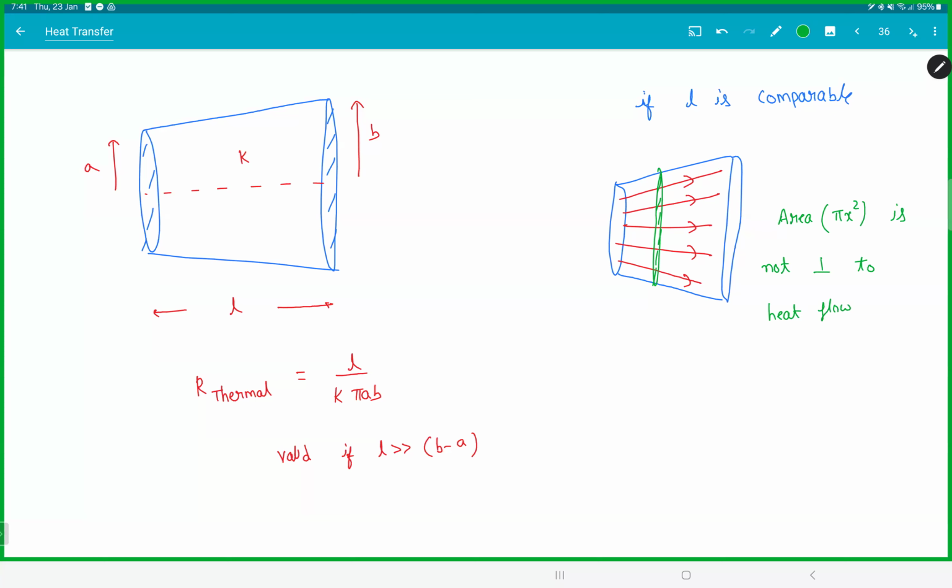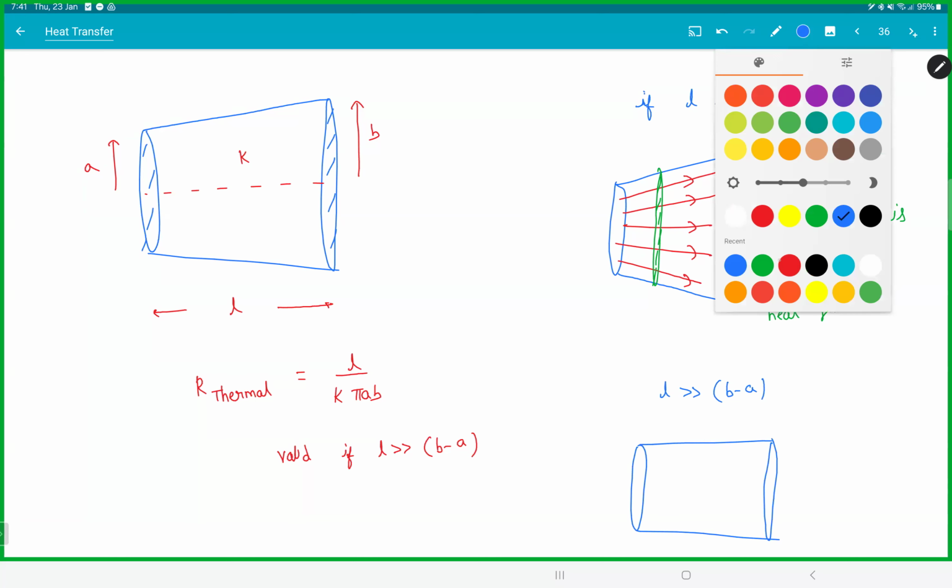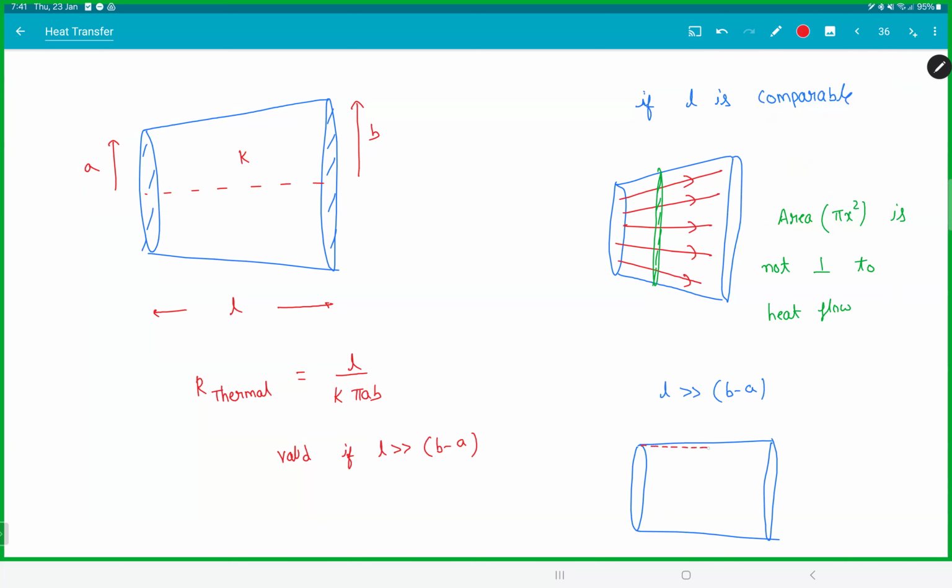Clear. So it has to be very small. So it kind of looks like a cylinder. If L is much greater than B minus A, the shape would look like this, meaning you can't really tell the difference. We are talking about this small difference. It's almost like a cylinder.